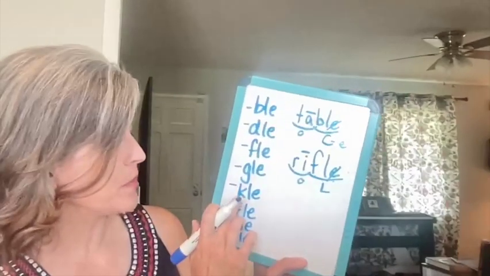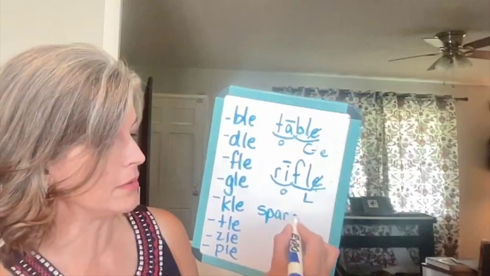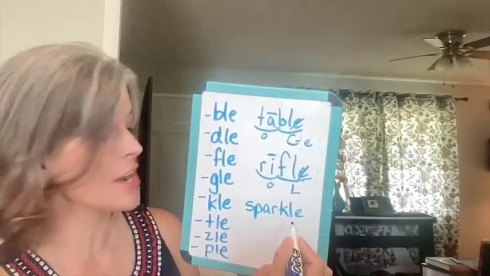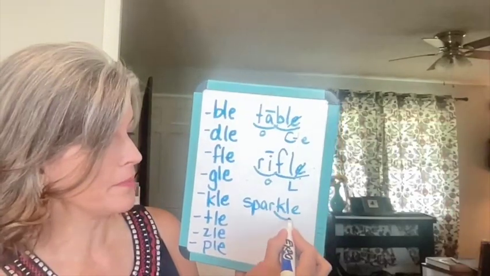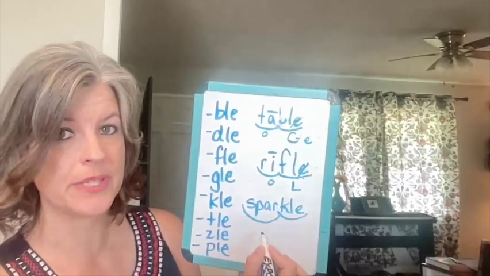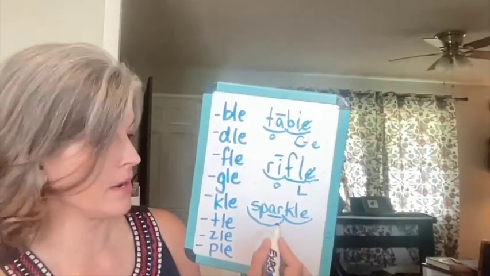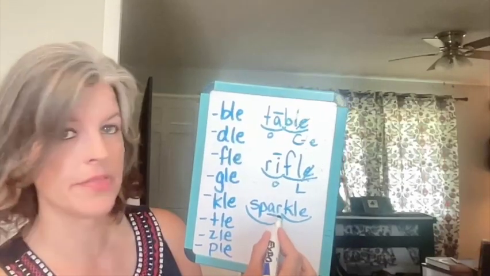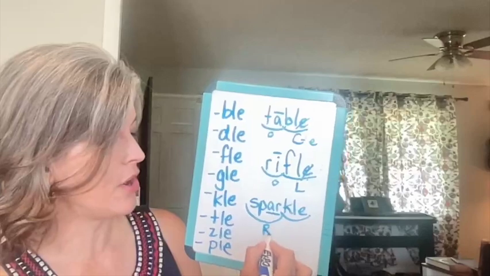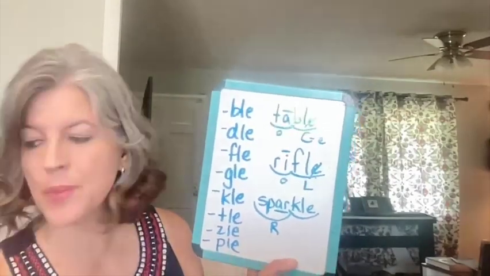Let's look at this one with the KLE. One example here could be the word sparkle. And if I count back 3 there in sparkle, I'm left with SPAR. And what do you notice about that one? It's got a bossy R pair. The vowel with the R is going to boss the A. And so that one's an R controlled syllable type. Okay? So you can have these in different ways.